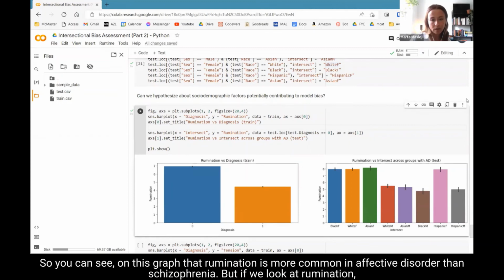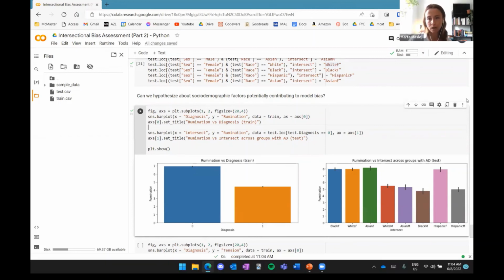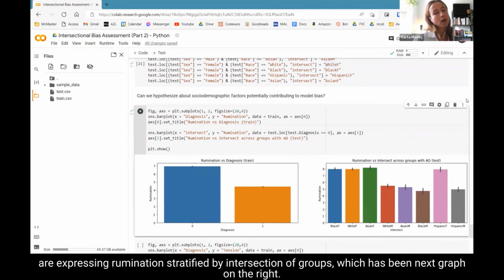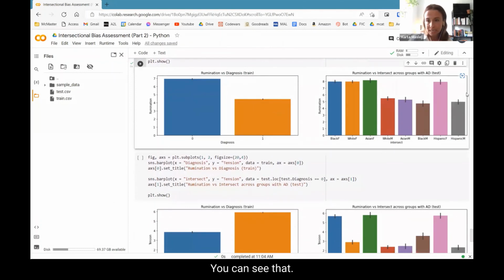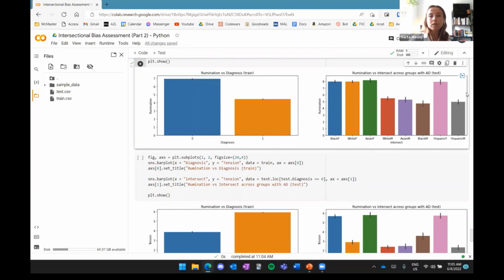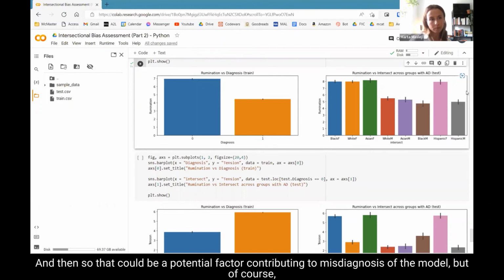So you can see on this graph that rumination is more common in affective disorder than schizophrenia. But if we look at rumination and how individuals with affective disorder are expressing rumination stratified by intersectional groups, which is the next graph on the right there, you can see that Black men, as compared to white men, are less likely to report rumination. And those are the two groups that we're comparing. And so that could be a potential factor contributing to misdiagnosis of the model.